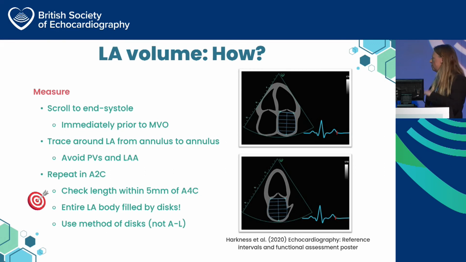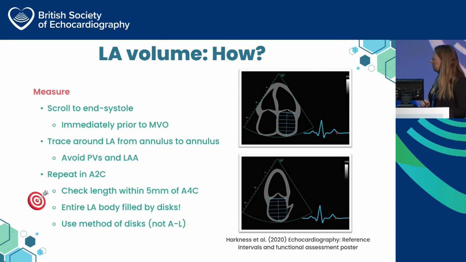The other thing is probably more related to some of the analysis software. So there's one particular software I've noticed that when you trace around and it splits up your left atrium body into discs, sometimes you get gaps, okay? Diagonal gaps at the corners. And what that means is those bits aren't included in your left atrial volume measurement. So check your analysis software and make sure that when you've traced around, every bit of that left atrium body is covered by those discs.